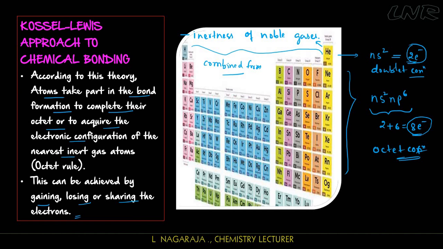So according to Kossel and Lewis theory, only group 18 elements are generally stable, and the rest of the elements are not stable, and in order to attain this inert gas configuration, they either lose electrons or gain electrons. So that is Kossel and Lewis theory.